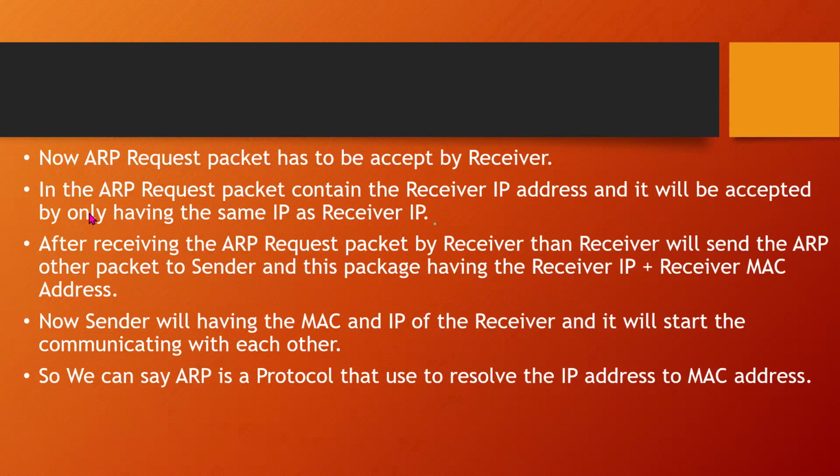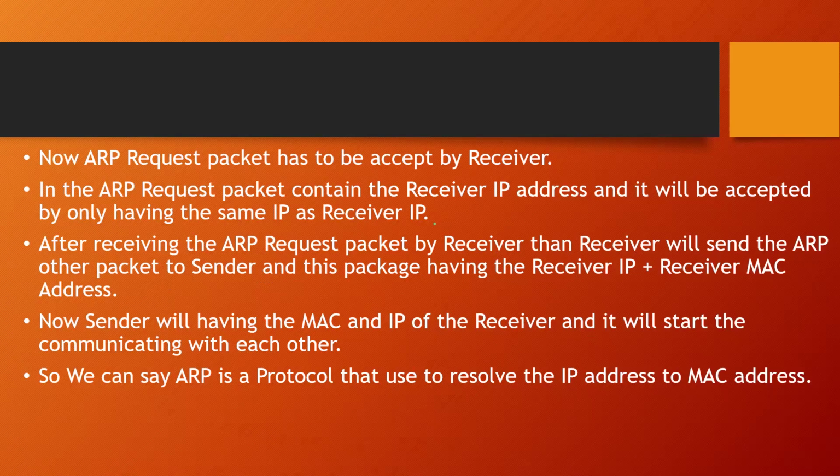This one I have already explained. The ARP request packet contains the receiver IP address, and it will be accepted only by the system having the same IP address the sender is asking for, right? After the receiver receives the ARP request packet, the receiver will send an ARP reply packet to the sender, and this packet has the receiver's IP and MAC address. It means Manoj is going to give his address, and he comes to that place and starts the communication.